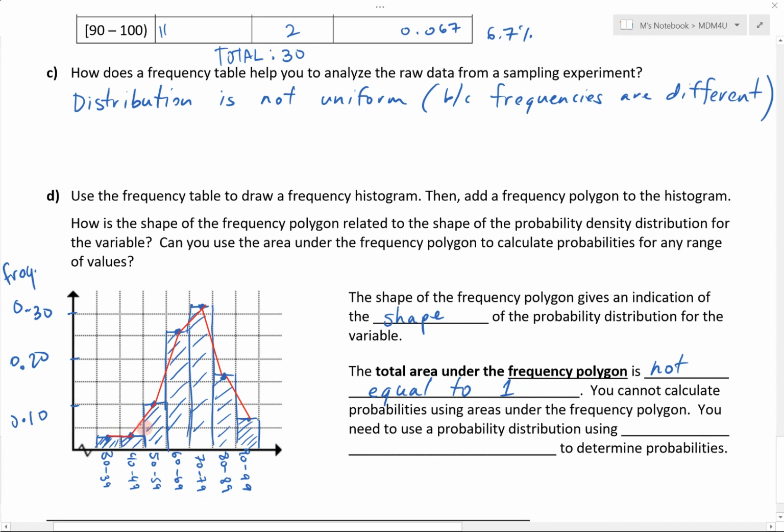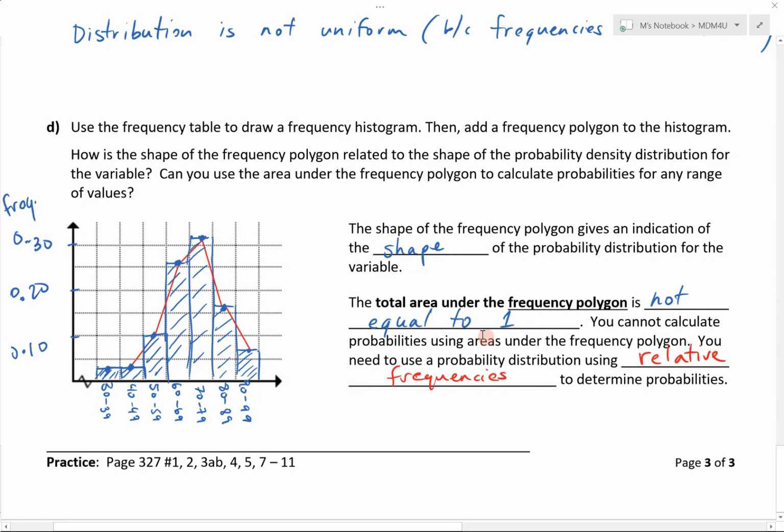So the area under this frequency polygon is not going to be 1 because you have all this extra spacing and overlapping bars here. So it's not going to equal 1. So you cannot calculate probabilities using areas under the frequency polygon. What you do need to use is a probability distribution using the relative frequencies to determine the probabilities. And that ends this lesson.